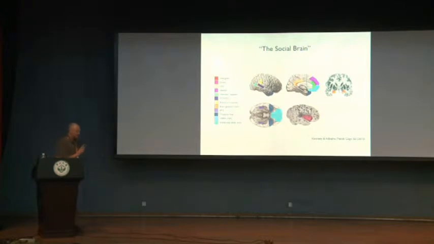So to begin with, here's a somewhat simplified and to some extent outdated view of the social brain. So these colored regions, the names of which are all listed here on the left, are many of these components of the social brain.